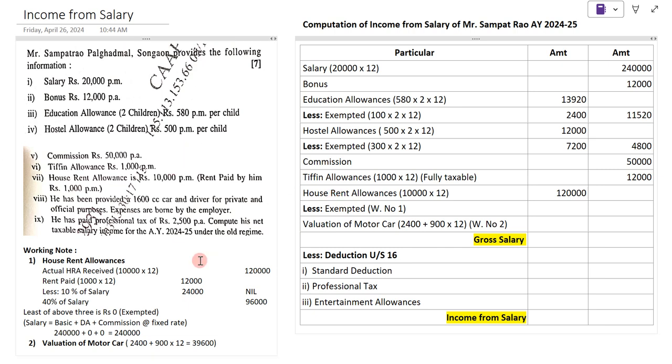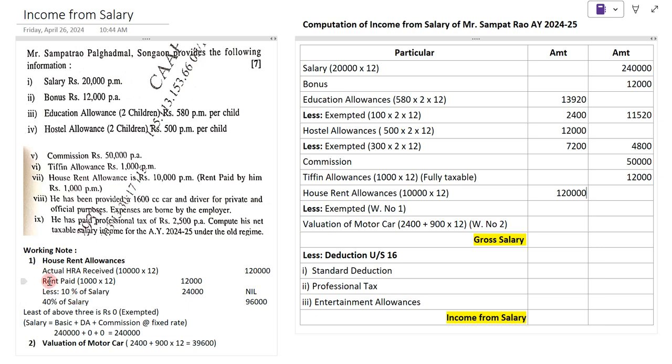Okay, so in the working note, first write house rent allowances. The actual house rent allowances is 1,20,000. From that there is an exemption, so the exemption is in the working note. Now in this house rent allowances there are 3 points. From these 3 points, whichever is less, that is to be considered as the exemption.